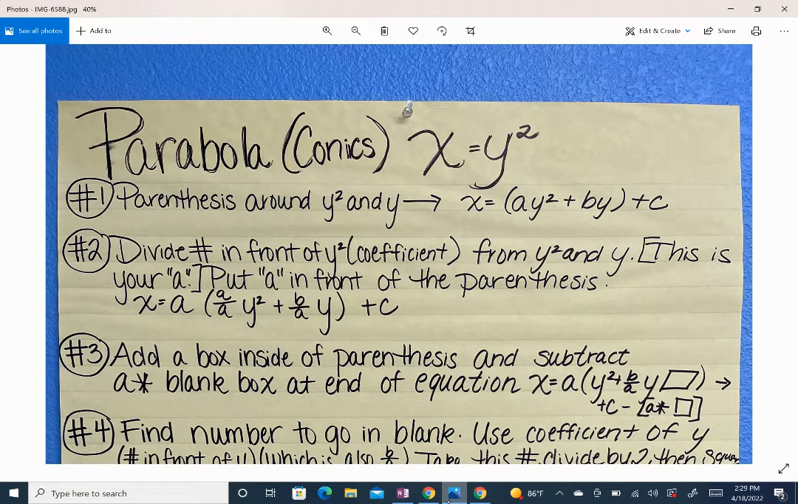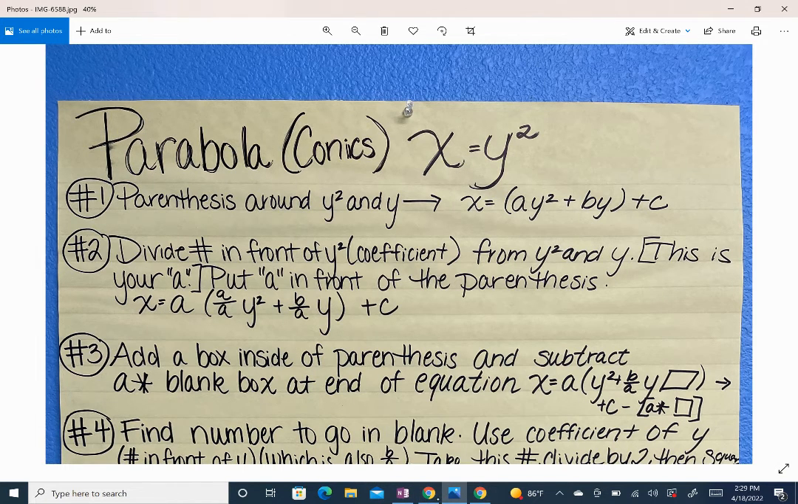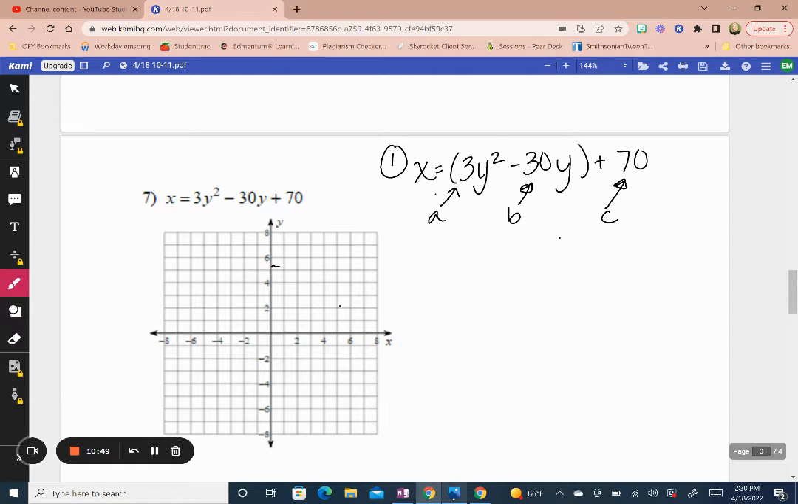It says step number 1, put parentheses around y squared and y. So we have x equals a y squared plus b y plus c. So x is equal to (3y squared minus 30y plus 70). This is going to be my A, this is going to be my B, this is going to be my C. Keep your original B. It's going to be important for later. I know I kind of mentioned B before being already inside of the parentheses when we took out the A. But for sake of simplicity and not getting confused, just start off with this being your B. Okay.